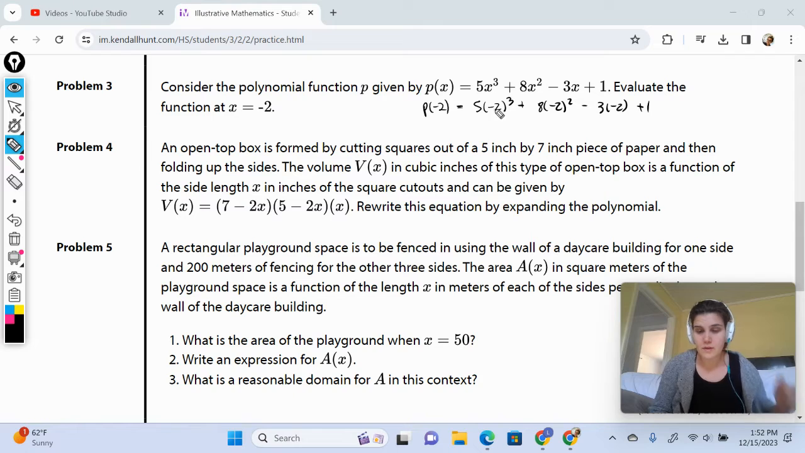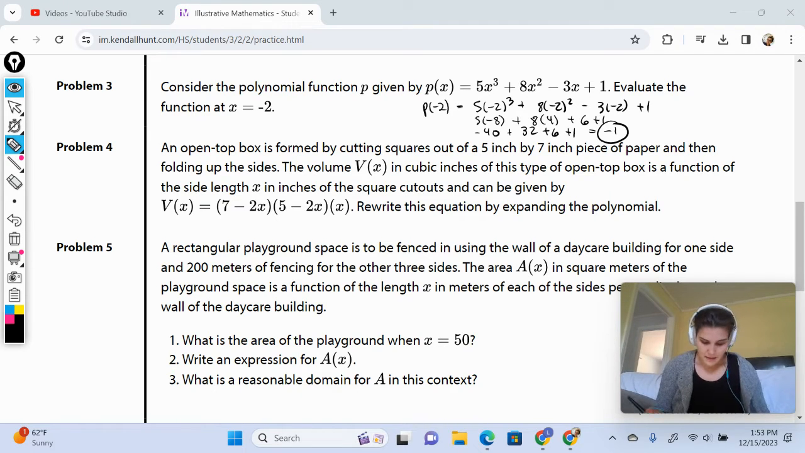Negative 2 cubed is negative 2 times negative 2, which is positive 4 times negative 2, which gets me negative 8. 5 times negative 8 plus 8 times positive 4. Negative and a negative is going to turn into a positive. 6 plus 1. We have negative 40 plus positive 32 plus 6 plus 1. 32 plus 6 is 38. 39. 39 plus negative 40 is going to be negative 1. And we're done.